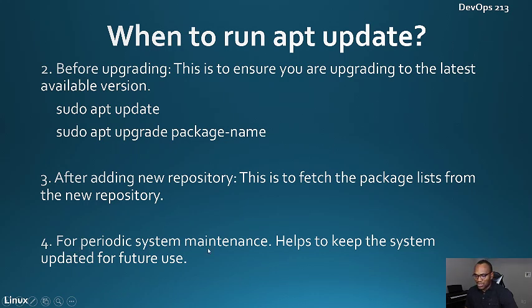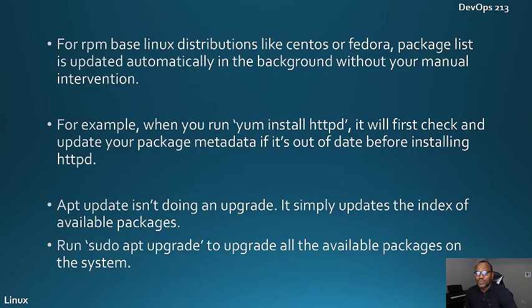For periodic system maintenance, it is also good to run apt update to keep the system updated for future use. Let us note that. For an RPM-based Linux distribution, you don't need to run yum update. Anytime you are installing a package, the first thing yum does is update the package repository index. For example, when you run yum install httpd, it will first check and update your package metadata. Once it updates your package metadata, if it's out of date, it will now install httpd.